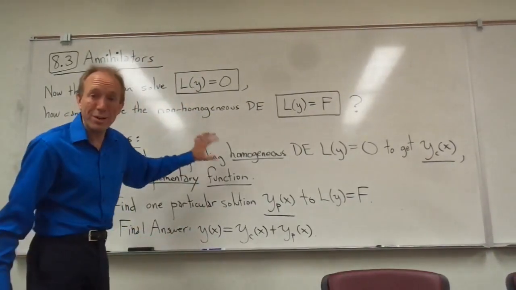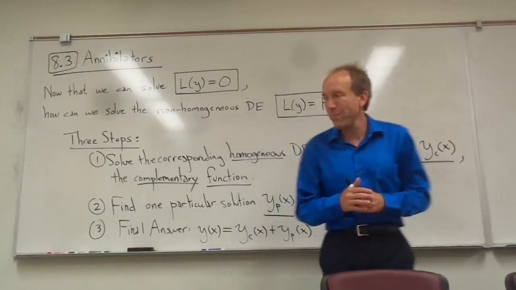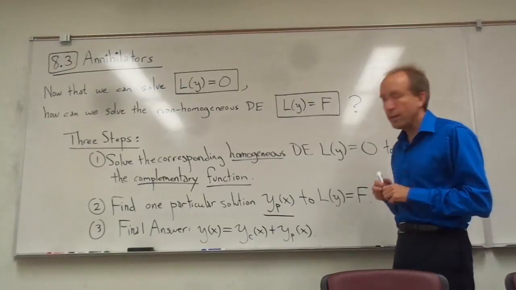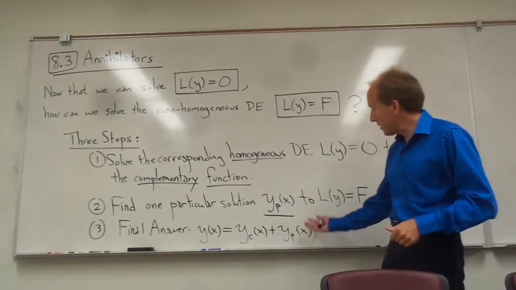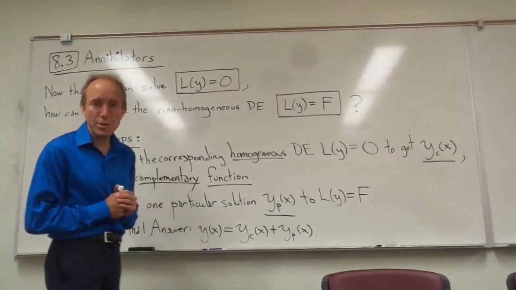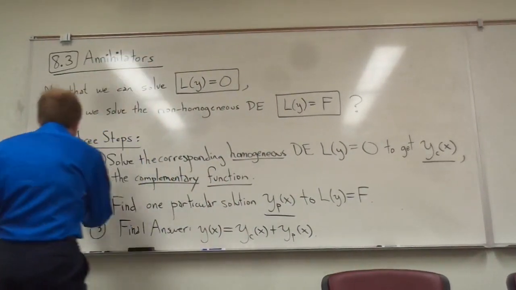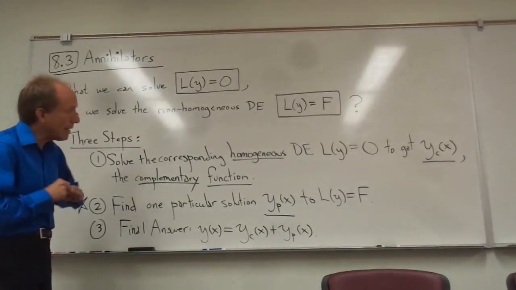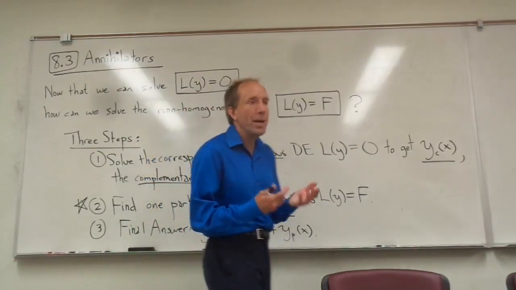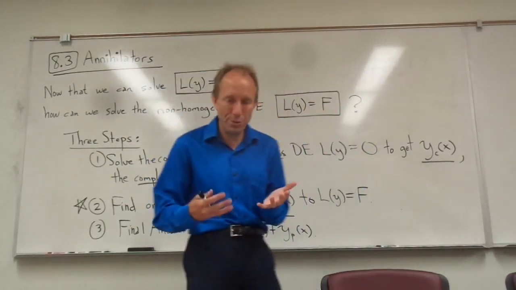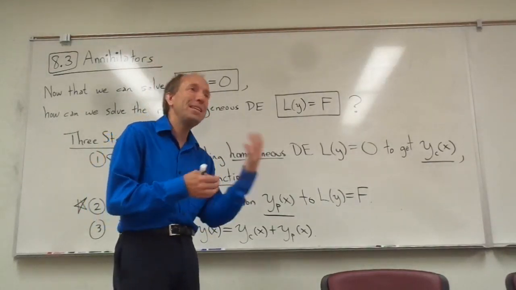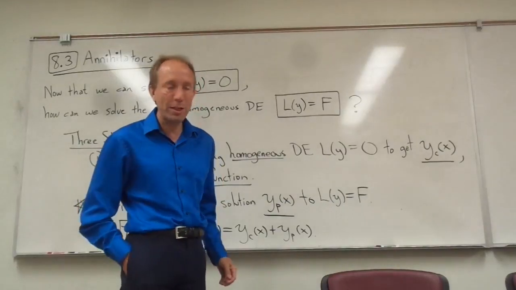Step one, of course, we already learned how to do in the last section. Step two is the part that's new in this section, in what I'm going to talk about in this video. And then step three is just wrapping it all together, adding the two solutions from the two parts. There are two methods for finding one particular solution to L of y equals f, and the reason we have two methods is that neither one of them works in all situations. So we need to have multiple ways of approaching these problems.